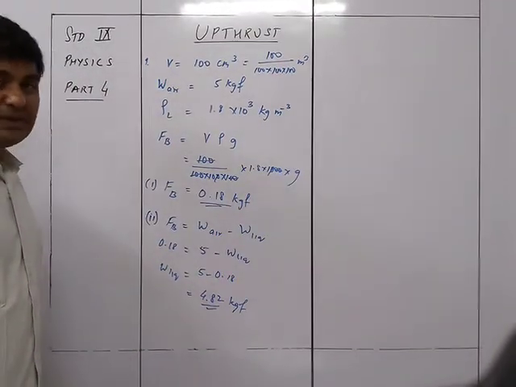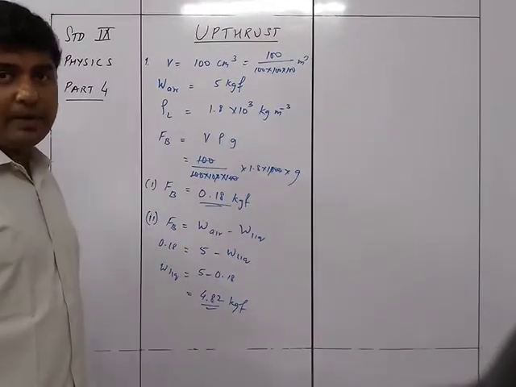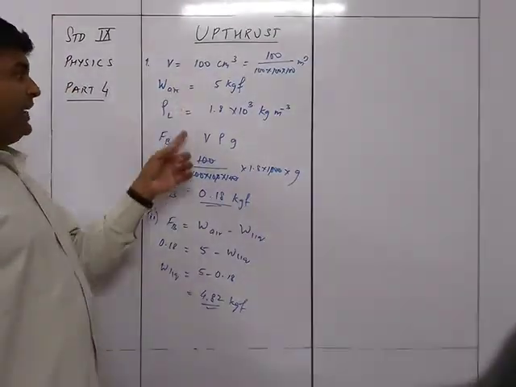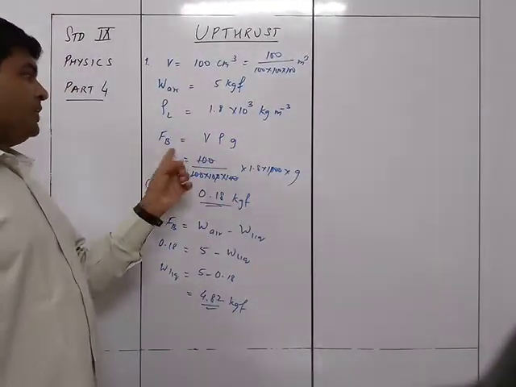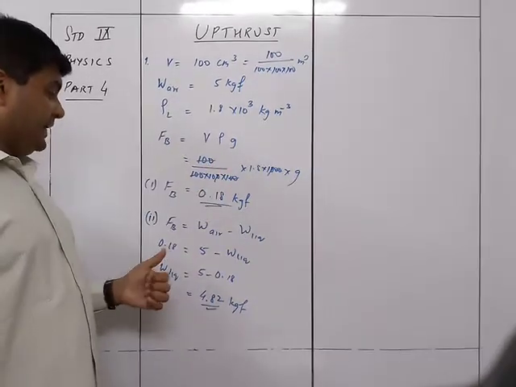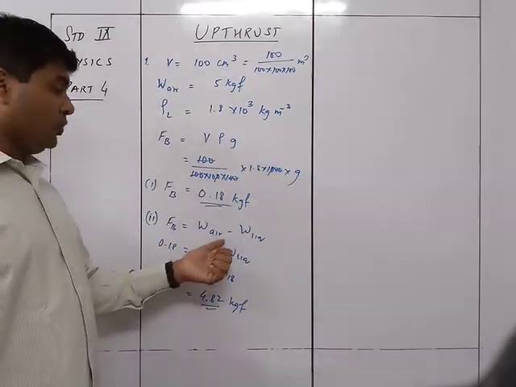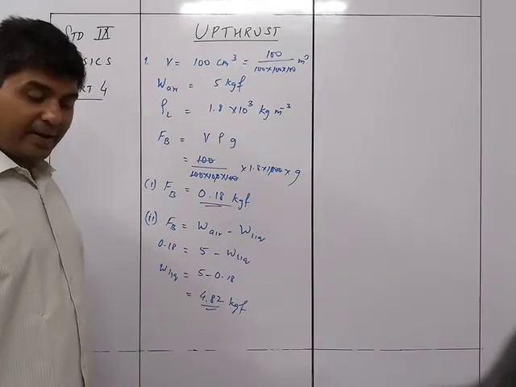Got it? Formulas you need to understand properly and apply properly. So here data is this one. Formula first one was FB is equal to V rho G, and the second thing we have is FB also equal to loss in weight of the body from air to liquid.